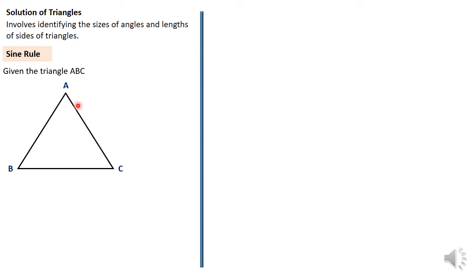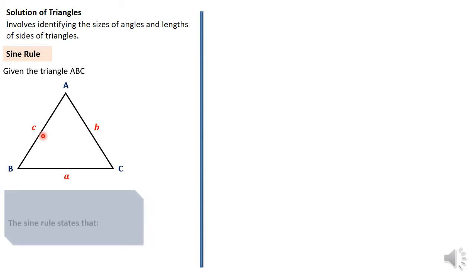There is an angle marked A, therefore the side opposite to that angle is marked with small letter a, if you like, the side BC. There's an angle marked B, and therefore the side opposite B, that is AC, is marked with small letter b. And similarly, there's an angle capital C, and the side opposite that, that's AB, is marked with small letter c.